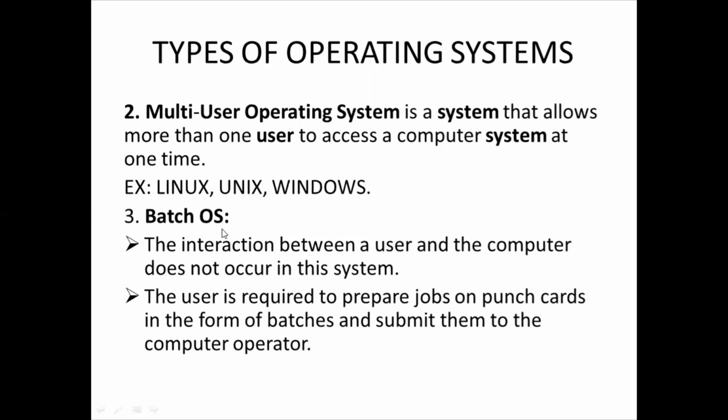Then we have the batch operating system. Here in this batch operating system, actually the interaction between the user and the computer does not occur. The user is required to prepare jobs on punched cards in the form of batches and then submit them to the computer operator. So here what happened in earlier days, okay, this was a process which was going on. They used to prepare the jobs, that is the programs or tasks, on punched cards in the form of batches. Okay, and they used to submit them to the computer operator.